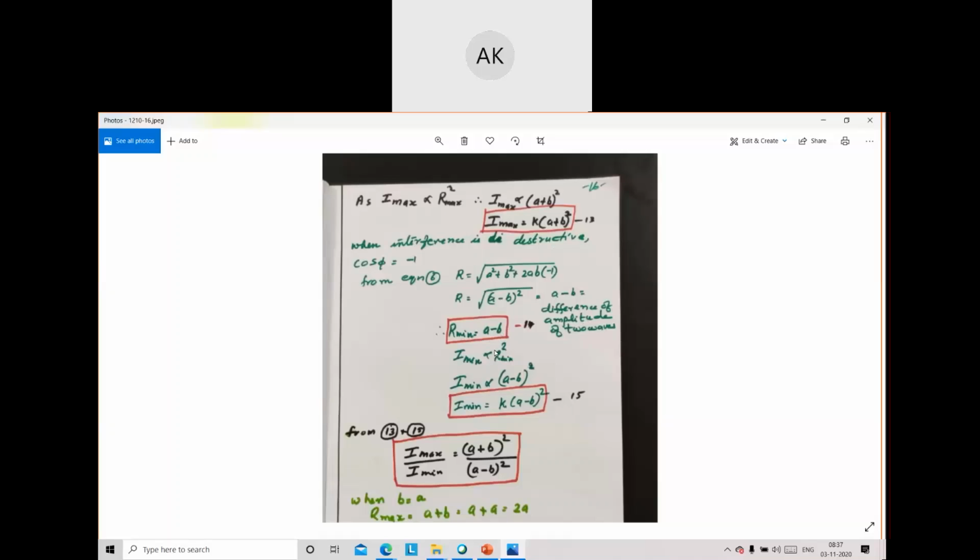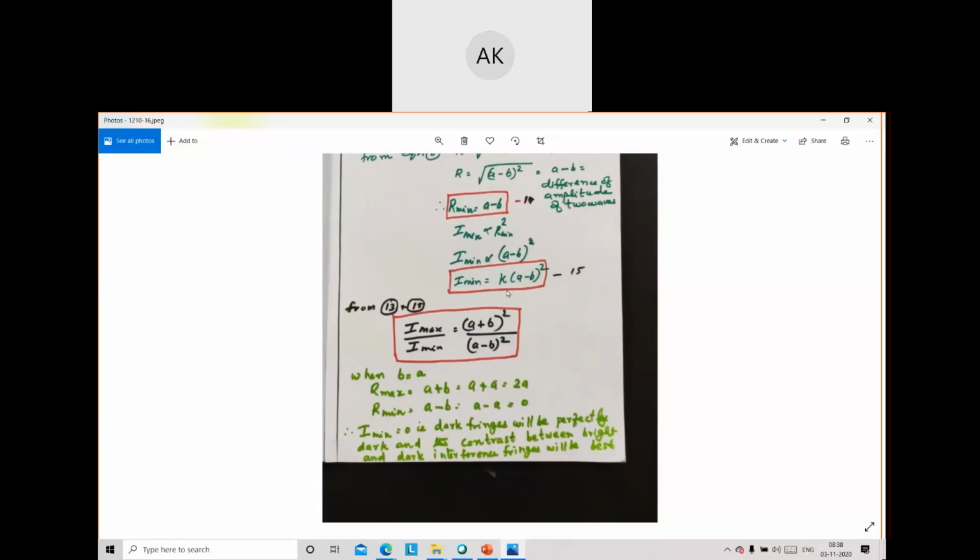We know if both the waves have the same amplitude, what will be the intensity? A equal to B, so the intensity goes down. R will be A minus B, A minus A, 0. Intensity of 0. If both waves have the same amplitude, the resultant amplitude is the difference of the amplitudes of the two waves. So when we subtract the same quantity, we get 0. So the intensity becomes 0. So the intensity minimum equation is K into (A minus B) whole square. So this is the important equation.